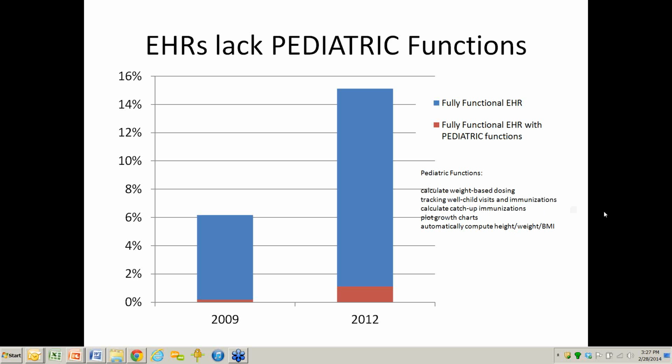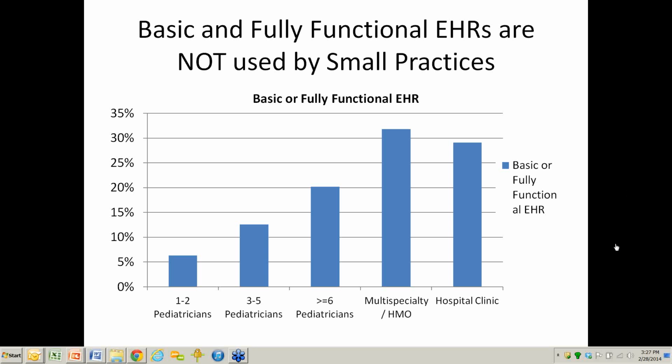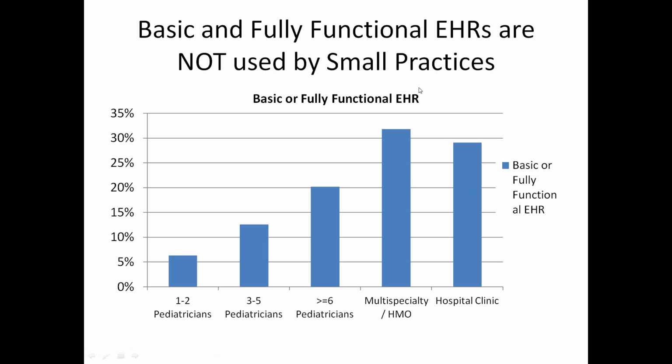Going on to the next slide, that should say basic and fully functional EHRs are not used by small practices. What we discovered is that we have a big discrepancy of people who are actually able to use EHRs. The larger the group is, the more likely they are to implement them, and clearly it is our smaller groups that are being left behind when it comes to using basic or fully functional electronic health records.